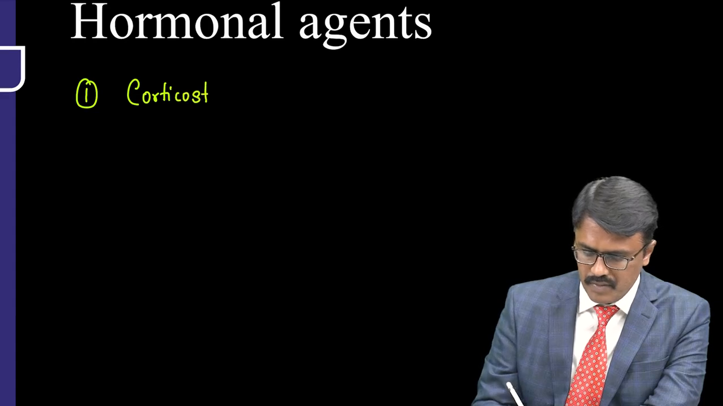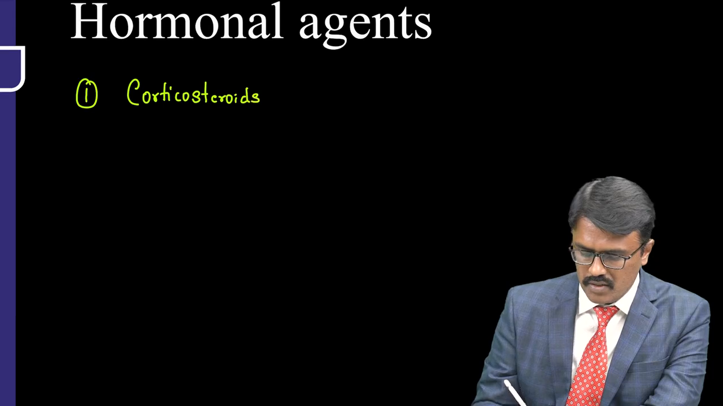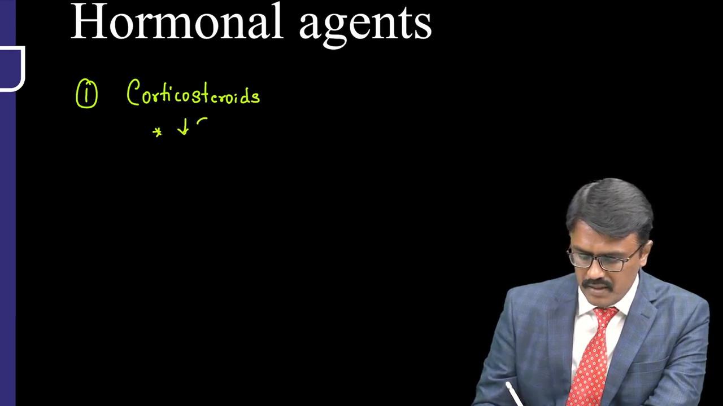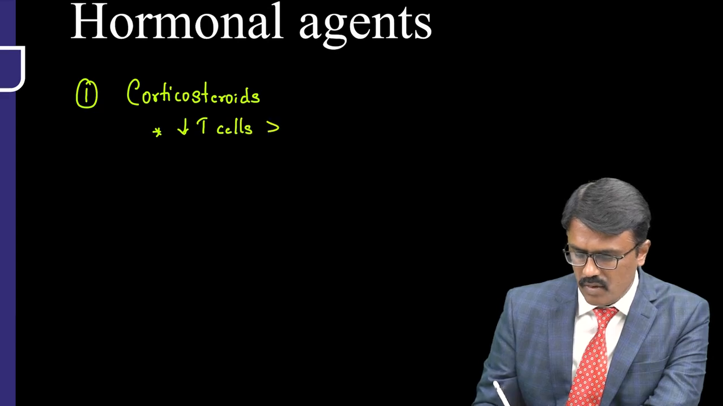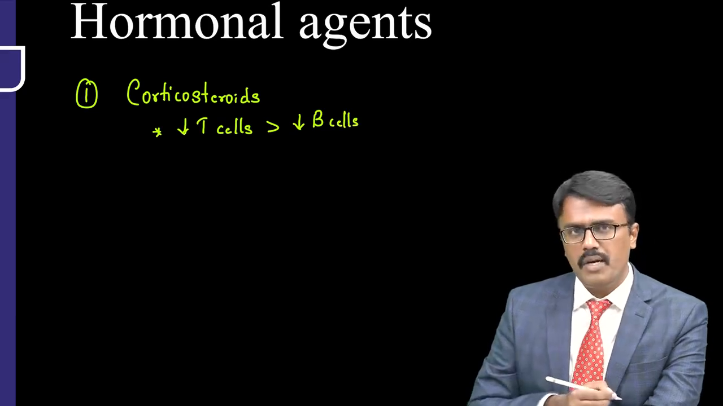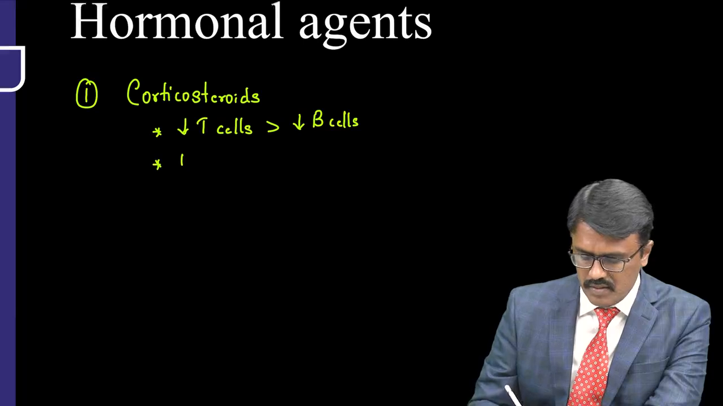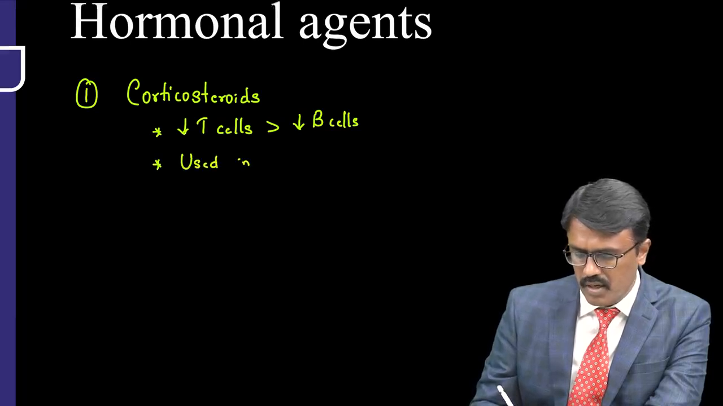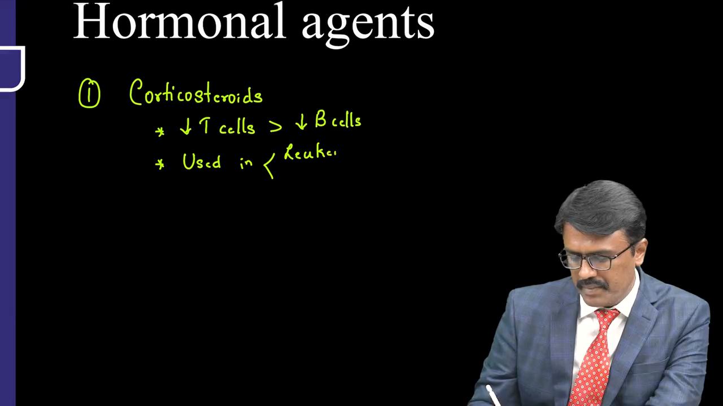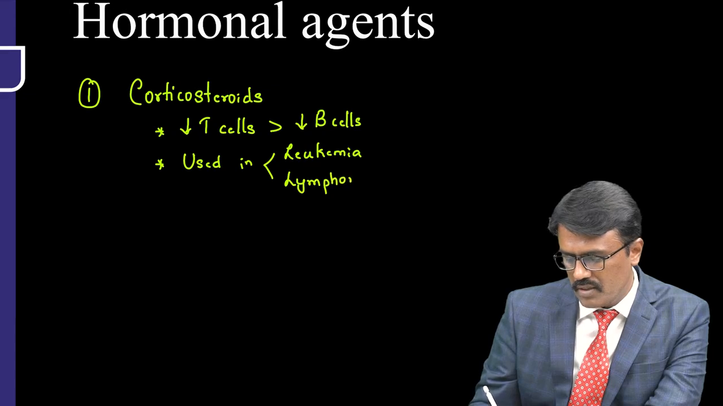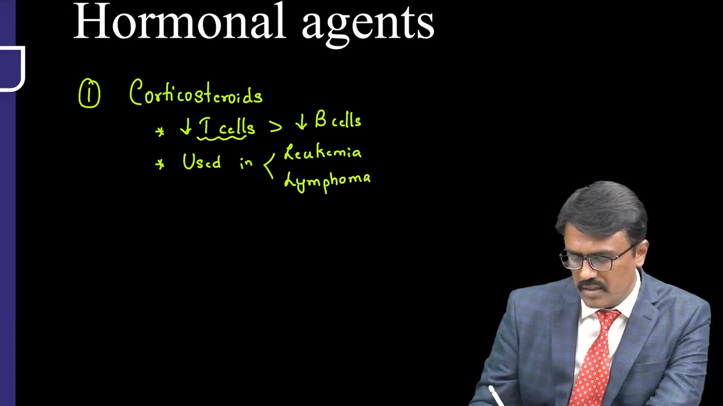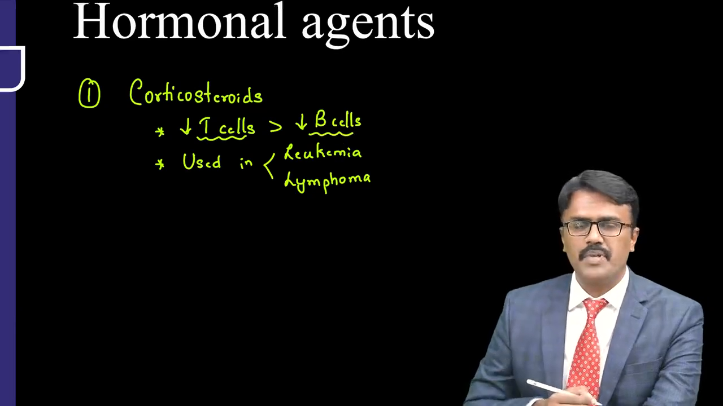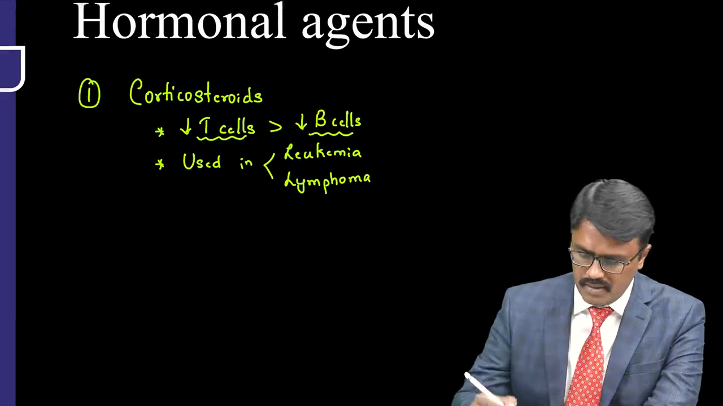corticosteroids. Corticosteroids, what do they do? They decrease the T cells more than they decrease the B cells. Now, we want to do that. Where do we use these steroids? They are used in two important conditions. One is leukemia, and one more condition is lymphoma. In those conditions, steroids can decrease the T cells and the B cells. And we have discussed the regimens also in lymphomas.